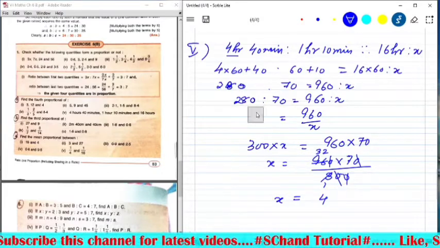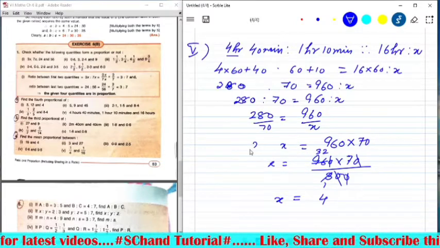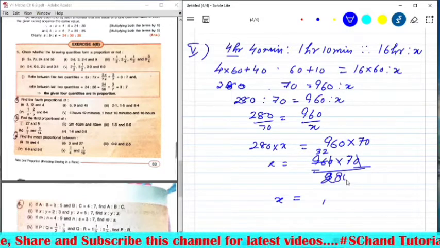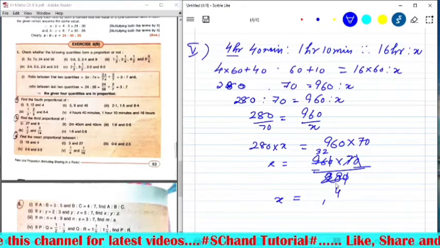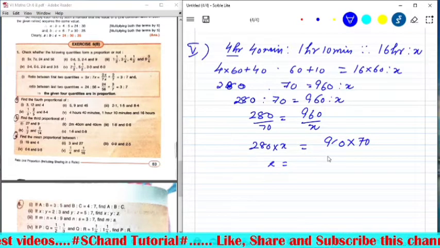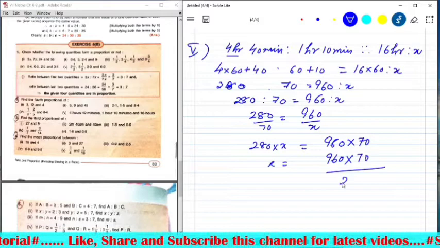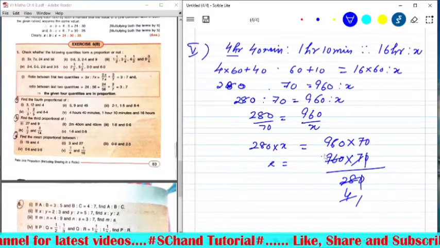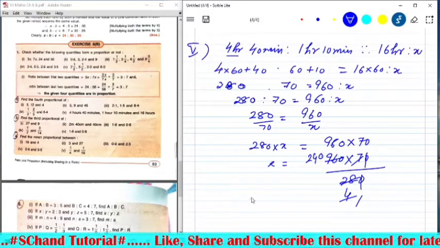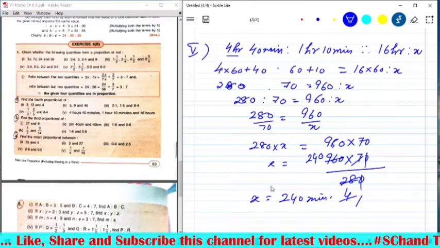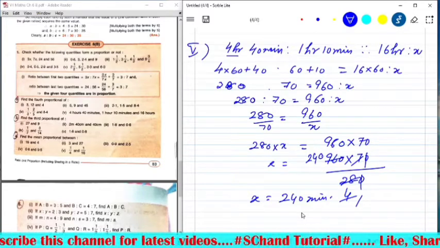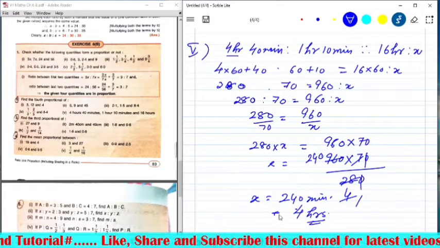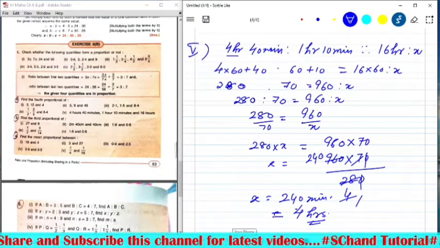It will be 280 here. 280 over 70, then 280 into x, so here it will be 280. Then 0 will cancel. 7 fours are here, it will be 960 into 70 over 20. 0 cancel, here will be 4. 4 ones are 4. Then here will be 0, 240. So x is equal to 240 minutes. 240 minutes, that means 4 hours, right? In hours it will be 4 hours. So this is how you have to solve this one.